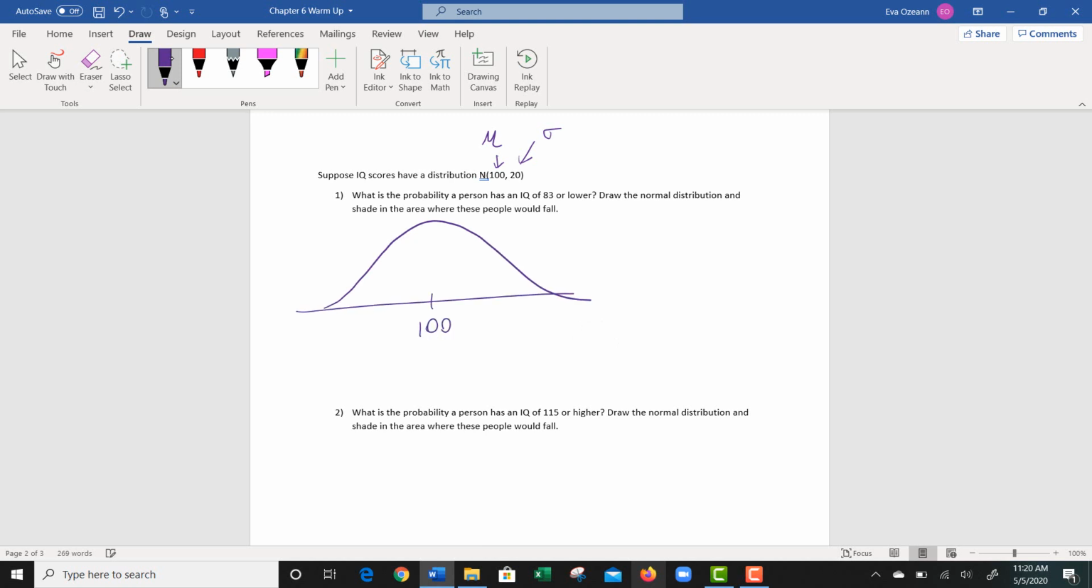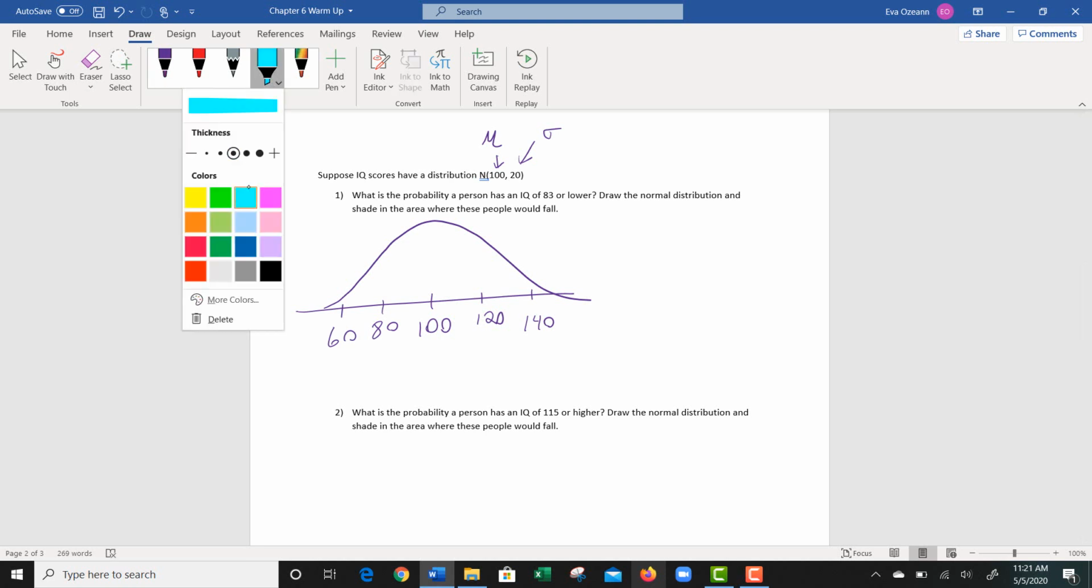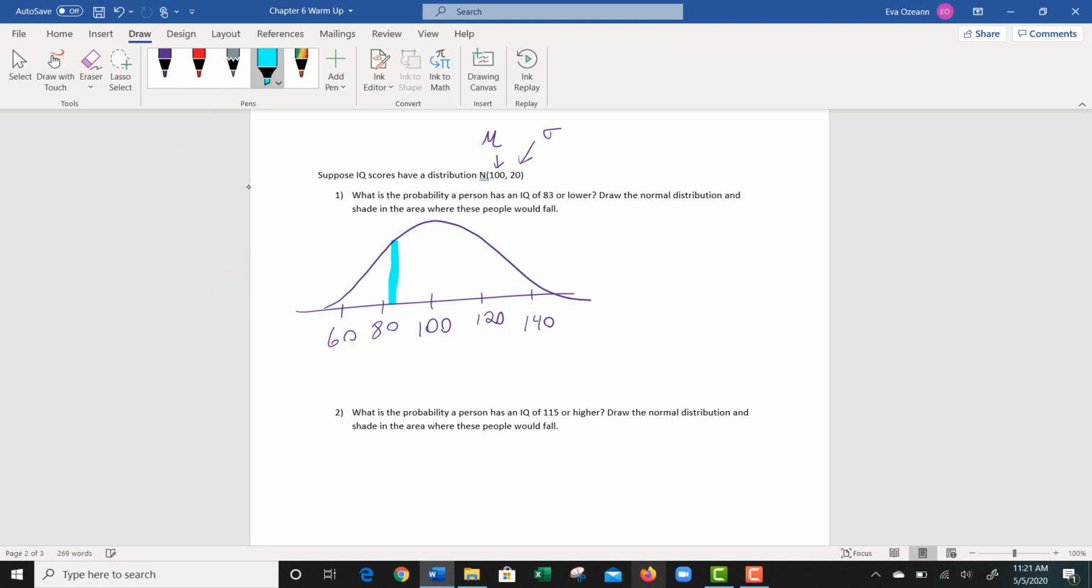So most people are going to have an IQ of 100. Some are going to have an IQ a little bit higher. Some will have one a little bit lower, a little bit higher still, and a little bit lower. So we want to find the probability that somebody has an IQ score of about 83 or lower.